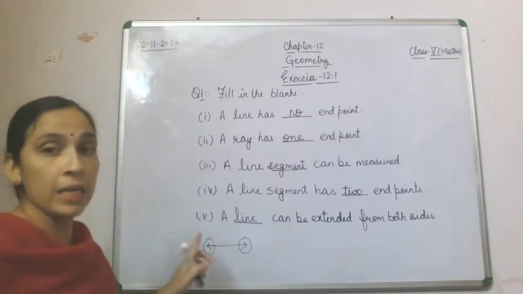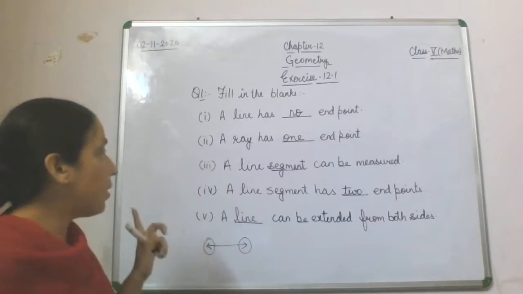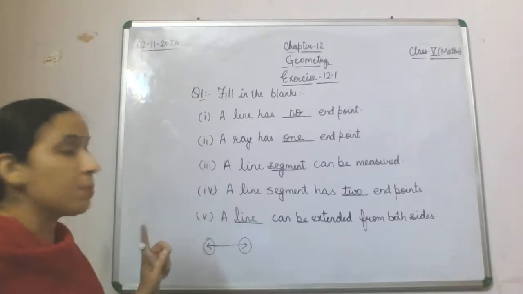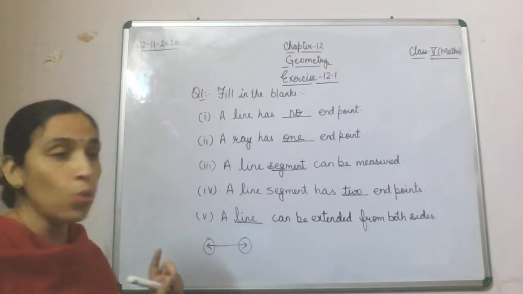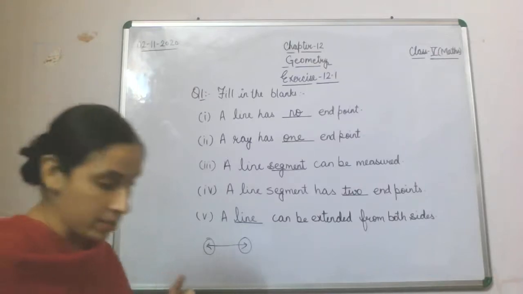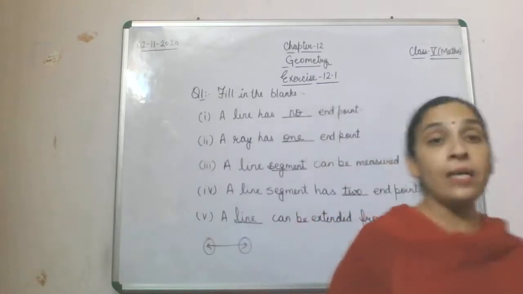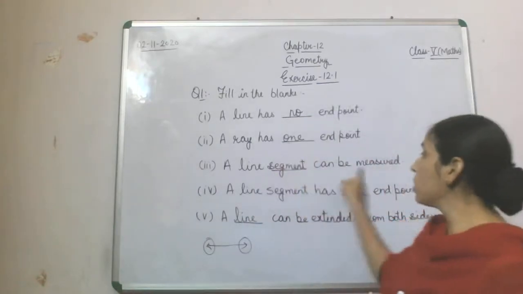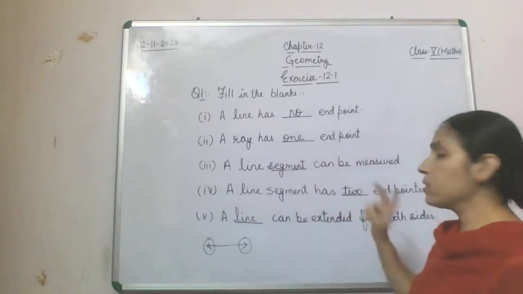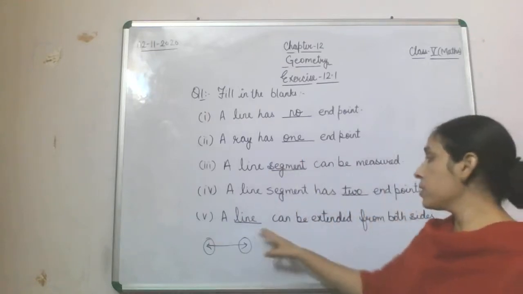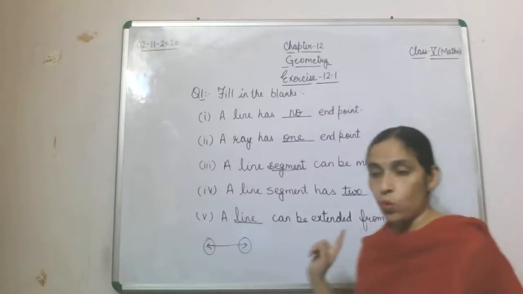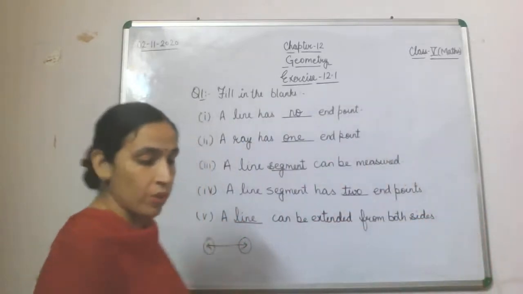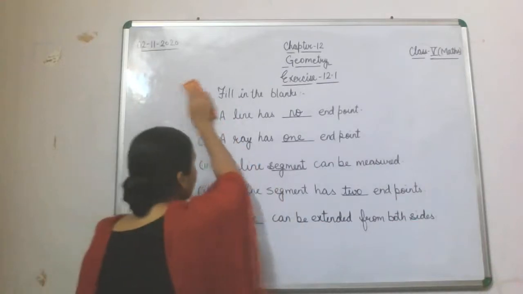First, a line has no endpoints. A ray has one endpoint. A line segment can be measured, but only a line segment can be measured. Line and ray cannot be measured. A line segment has 2 endpoints. Next, a line can be extended from both the sides. So now children will come to question number 2 of this exercise.